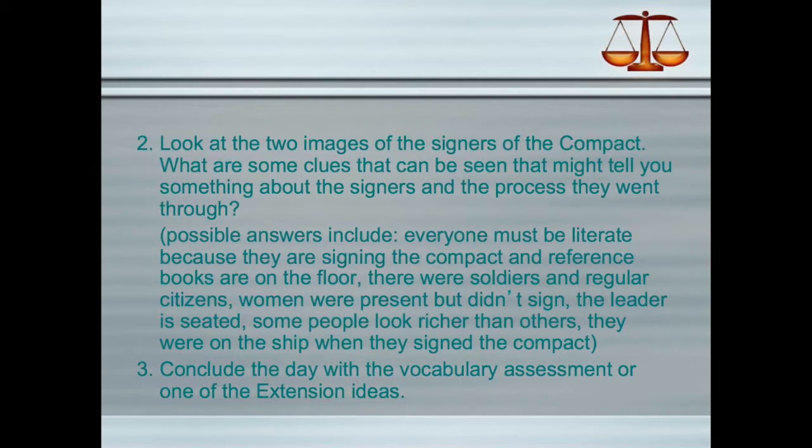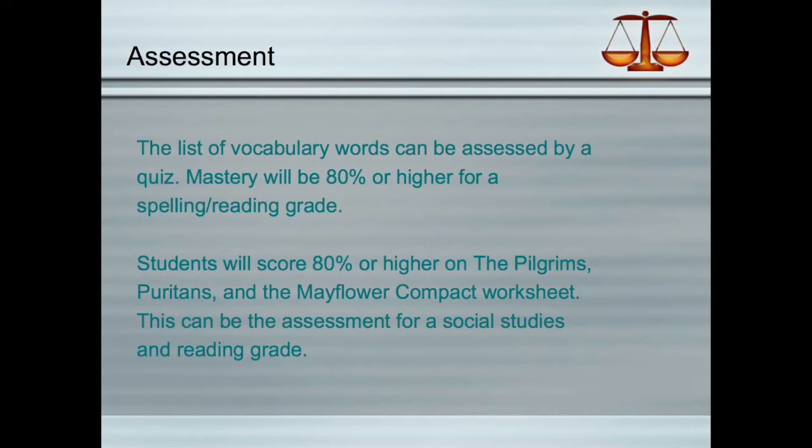Conclude the day with a vocabulary assessment or one of the extension ideas. For assessing it, the list of vocabulary words can be assessed by a quiz. Mastery will be 80% or higher for a spelling and reading grade. And students will score 80% or higher on the Pilgrims, Puritans, and the Mayflower Compact worksheet. This can be the assessment for a social studies and reading grade.